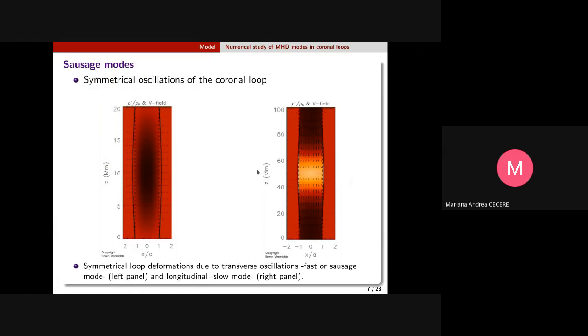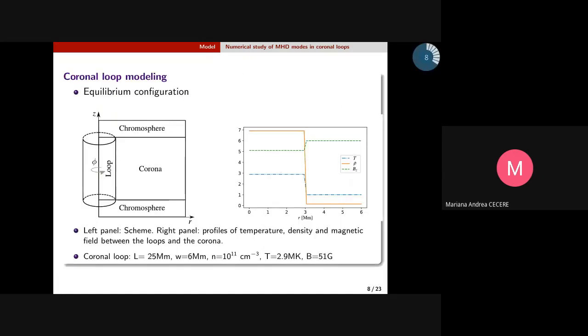In order to study the capability of producing sausage mode, we analyze different energy release scenarios that resemble the action of microflares. For this, we begin with an equilibrium configuration between the coronal loop, the corona, and the chromosphere. We assume a symmetry in azimuthal direction, and we perform 2.5 dimensional simulations.